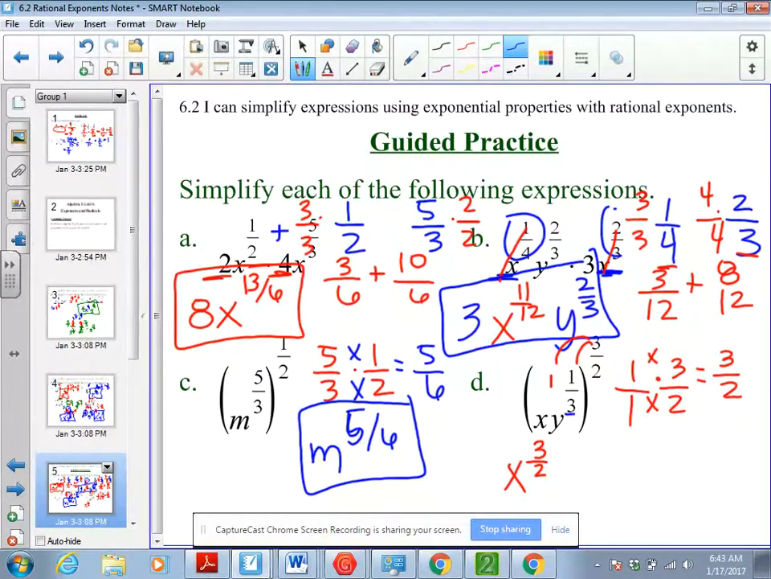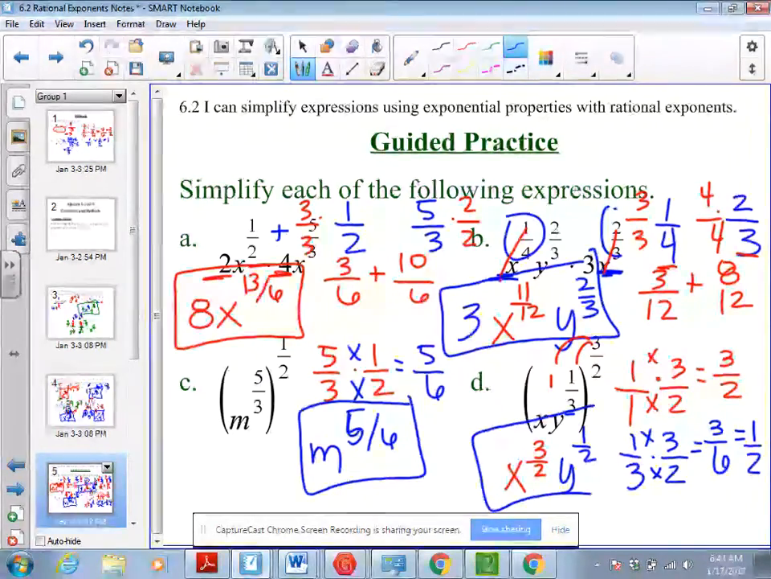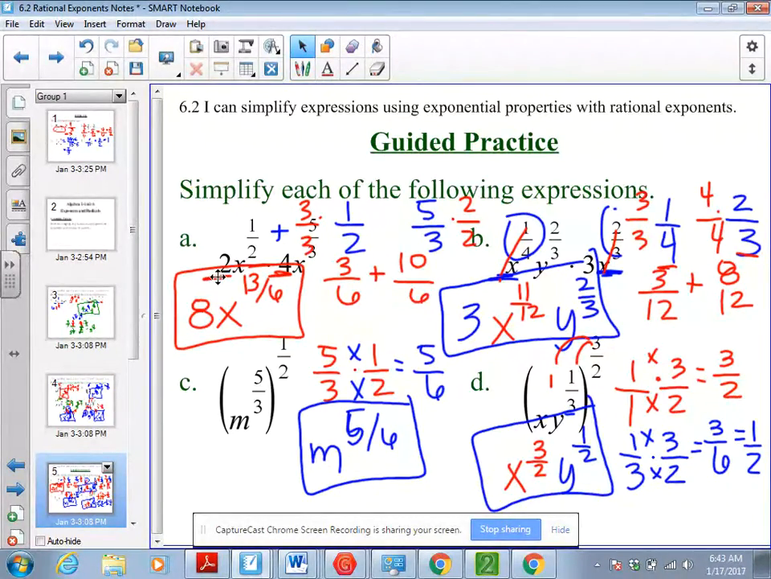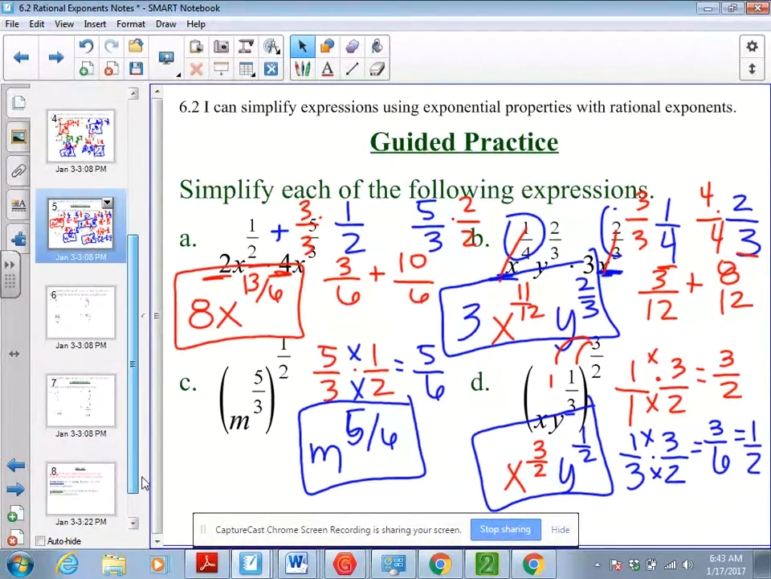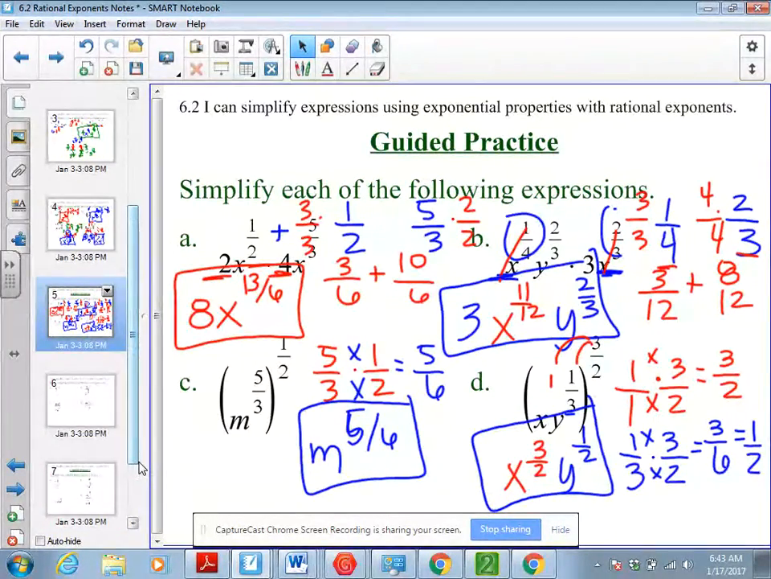Now if I do y, I've got 1/3 times 3 halves multiplied straight across. That is 3/6, which simplifies to 1/2. So I'm going to have x to the 3 halves, y to the 1/2. Couple more.